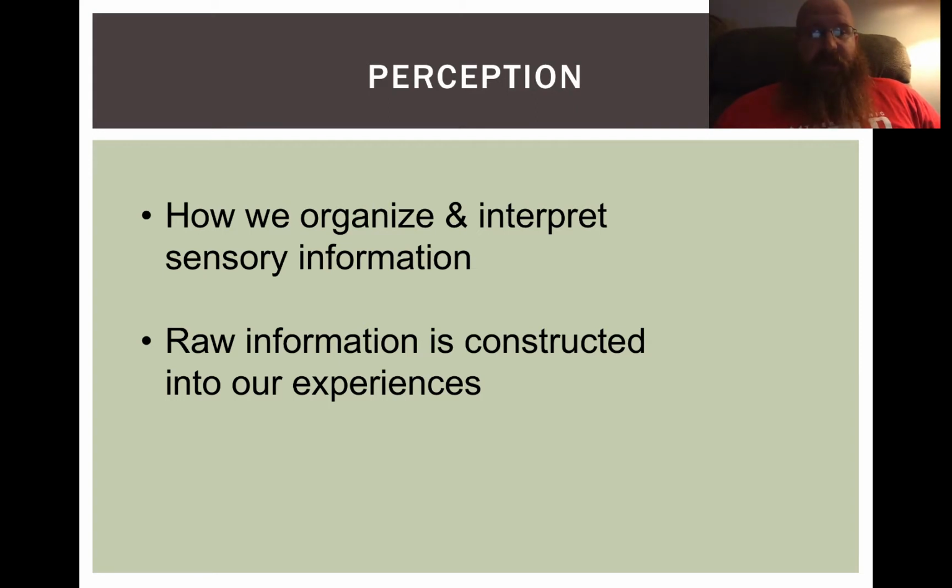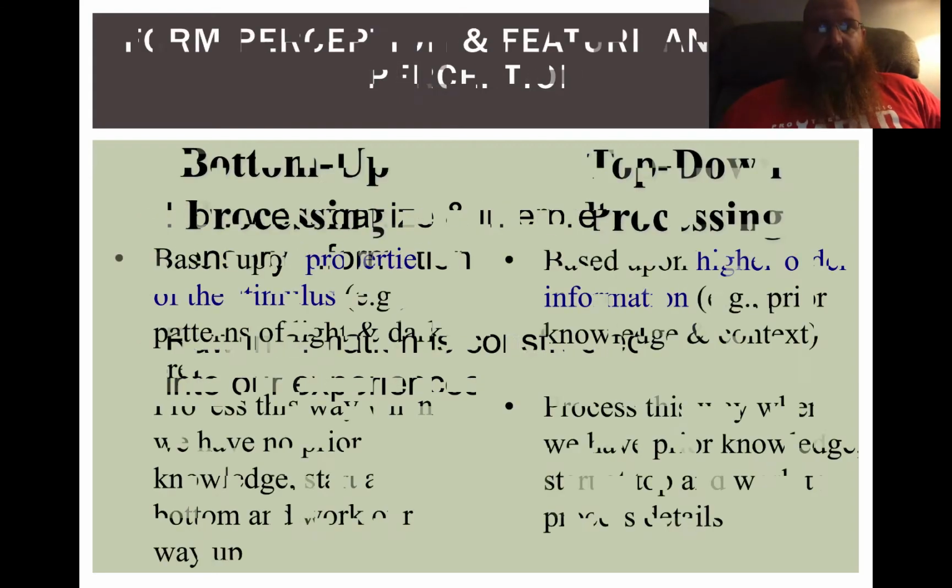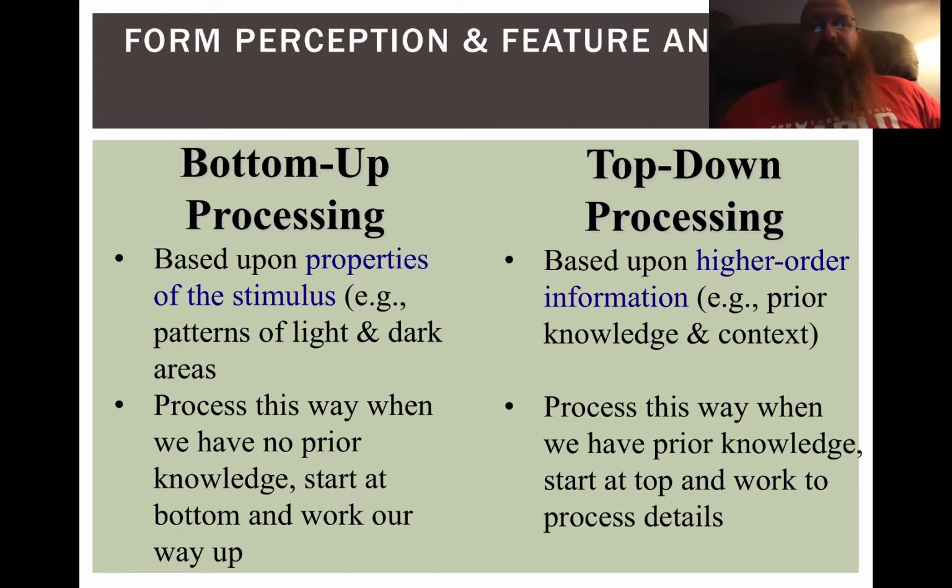And then again, perception, how we organize and interpret sensory information. We take that raw information that was given to us through our neurons, and our brain organizes it and constructs it in our experiences. And this is done in two ways. There is bottom-up processing and top-down processing. Make sure you spend some time on this because there will be questions on both the AP exam and my exam talking about these two. And they can be easily confused.